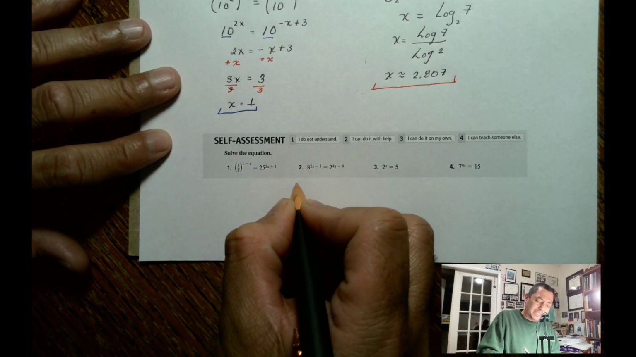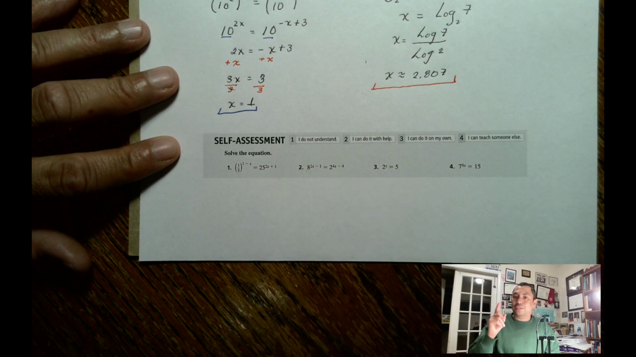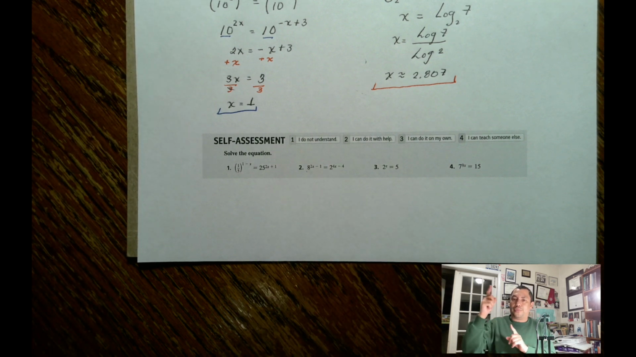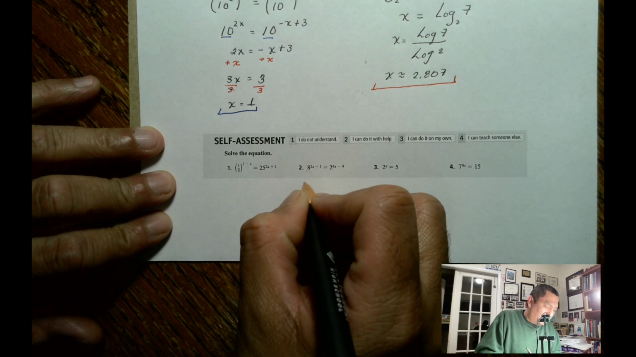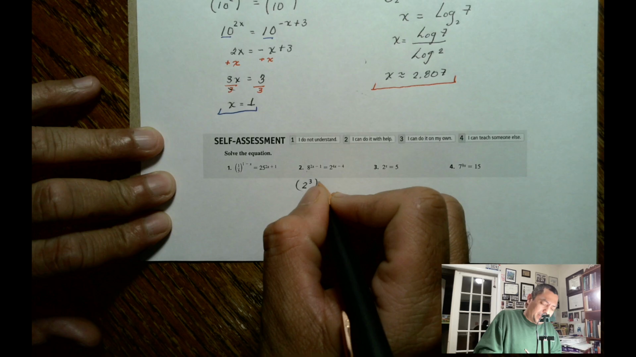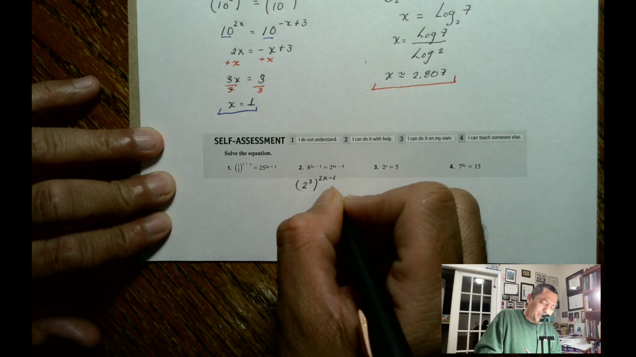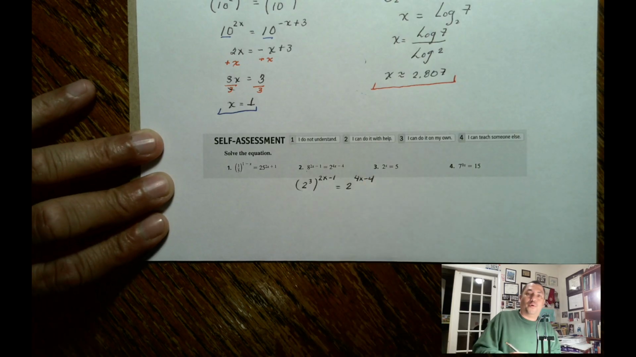The self-assessment number 2. So what I have is 8 and I have 2. So I know that 8 is 2 to the third power: 2 times 2, 4 times 2 is 8. So I have 2 to the third power, okay? And I'm going to open parentheses, 2x minus 1 equals 2 for x minus 4.